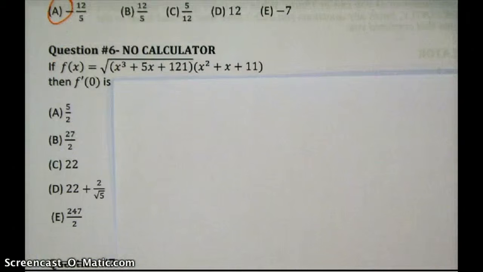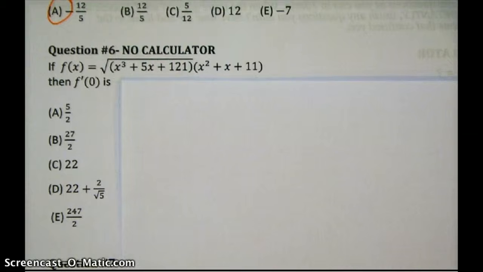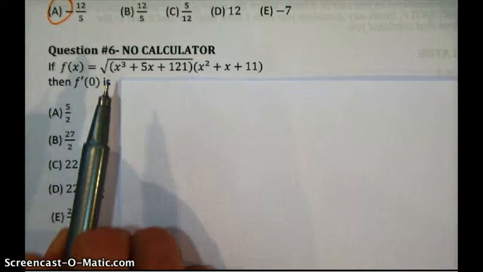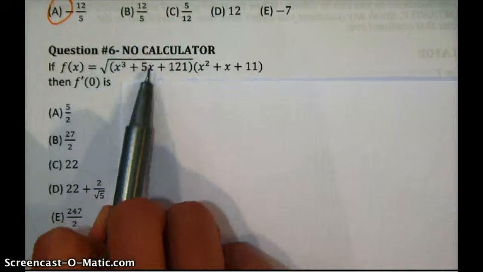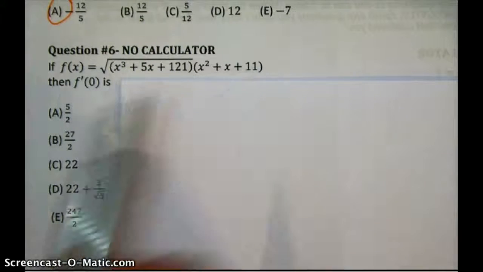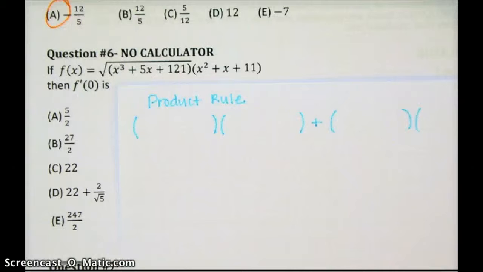Okay, so number 6 was ugly. I apologize, sort of. It's good practice. The good news is at the end you get to plug in 0, which is easy. But first we have to take the derivative. What I see primarily here is something times something else. So, yep, product rule. As usual, I'm going to go through and fill in the easy parts first.